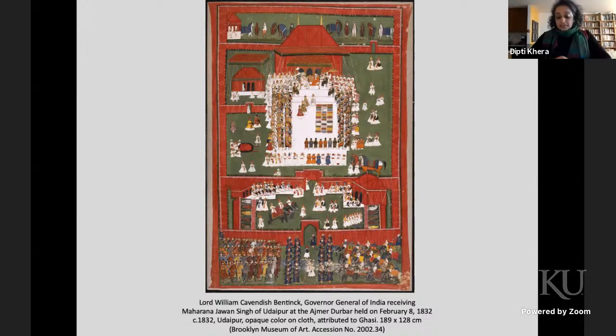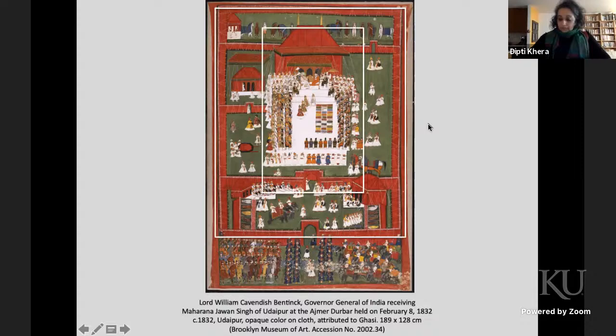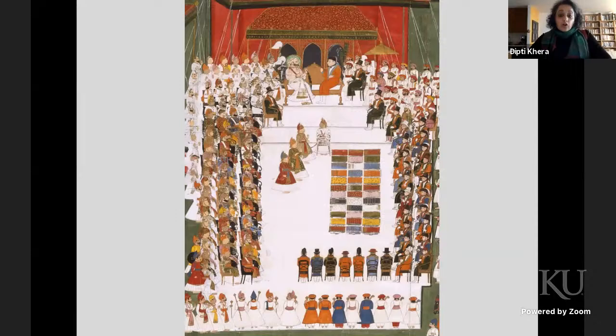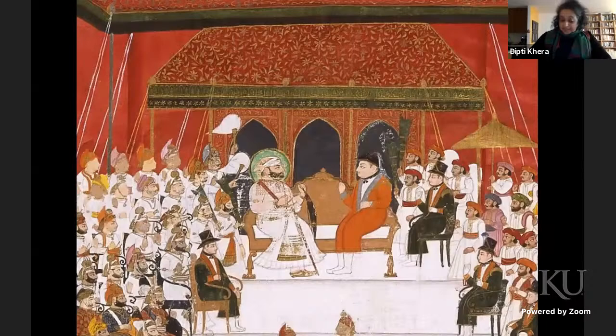The artist has deployed red cloth of the tent to frame the darbar. He has depicted the seated officials on both sides, along with the bounteous gifts presented by the king of the Udaipur court, Maharana Jawan Singh, to Lord William Bentinck, the British East India Company's Governor General at Delhi. The painter has centralized the portraits. Both the Udaipur ruler and the Governor General are depicted as equals. Yet the painter emphasizes Jawan Singh's kingly status with a green halo, an unmistakable visual code that sets their status and authority apart.